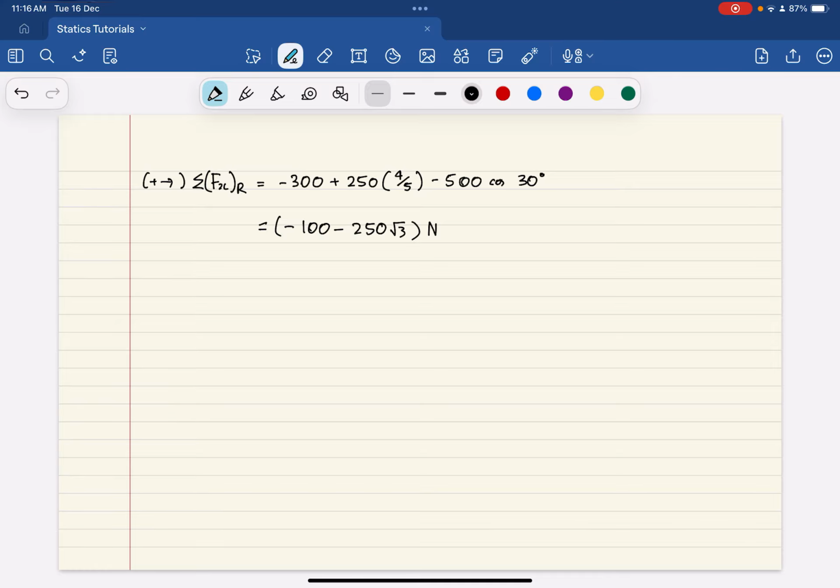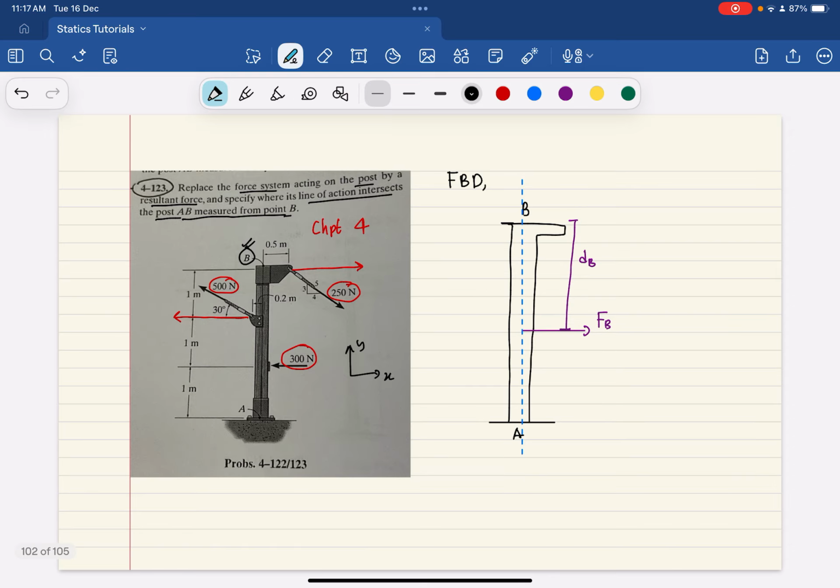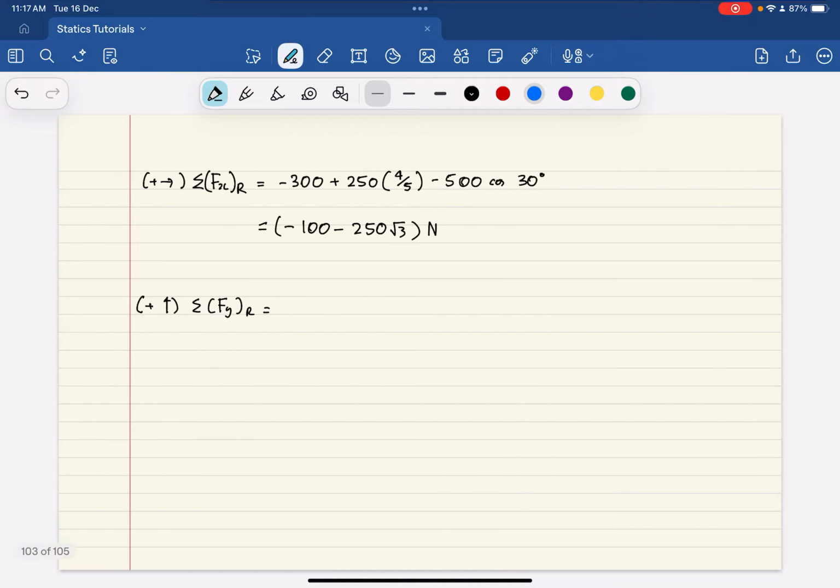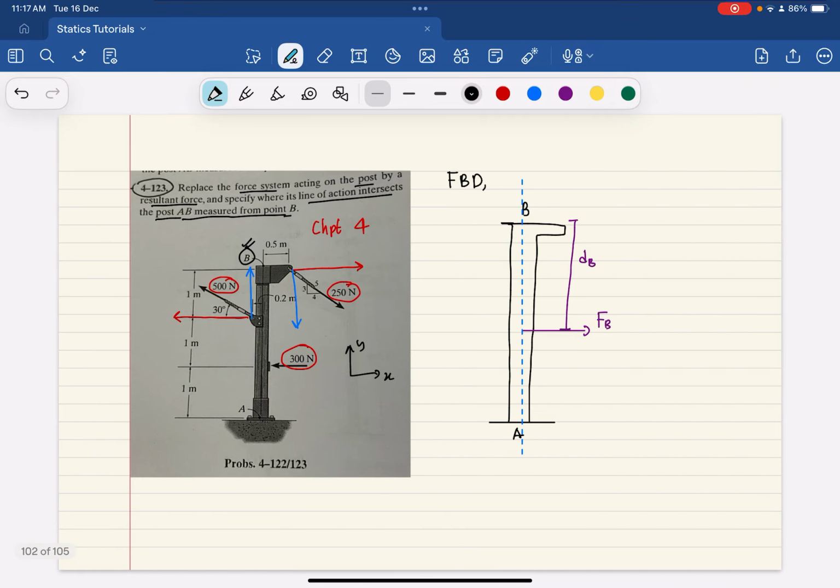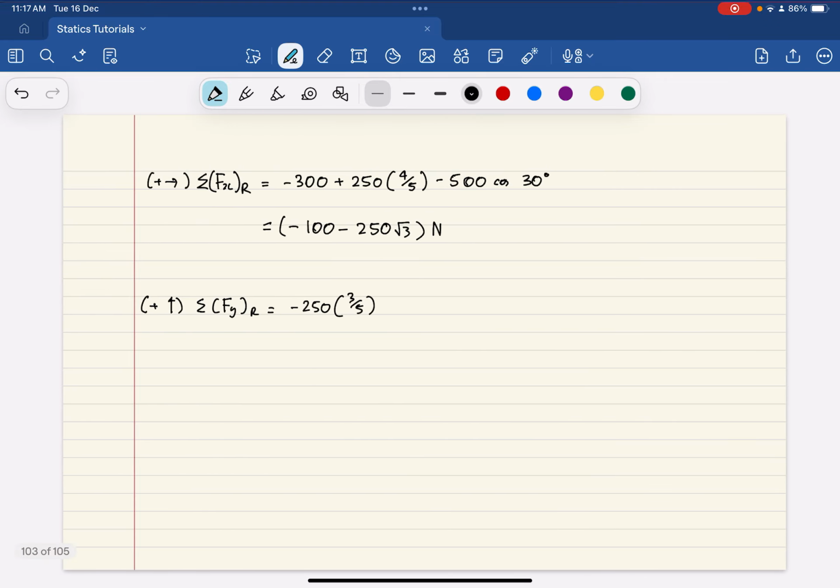Then of course we find the y component of the resultant force itself. That means summation of Fy resultant. There's only going to be two components. One is from the 250 Newton that is going downwards, so that's negative. Another one is from the 500 Newton that's going upwards, so that's positive. So in this case, negative 250 times 3 over 5 plus 500 sine 30.